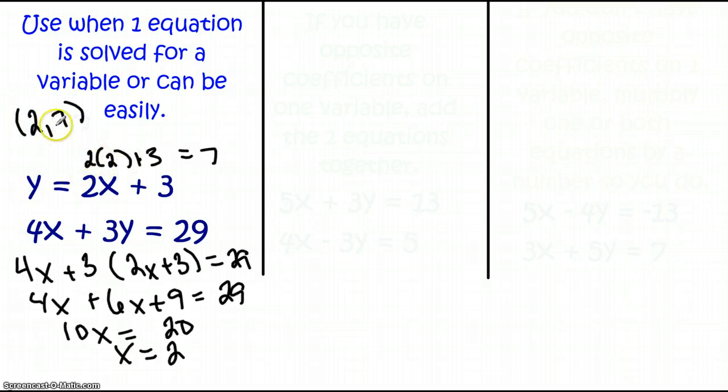It should work in both. 2 times 2 is 4 plus 3 makes 7. Down here, 4 times 2 is 8, plus 3 times 7 is 21. 21 plus 8 does make 29. So our solution would be the ordered pair 2, 7.